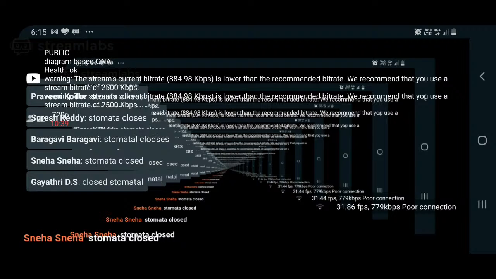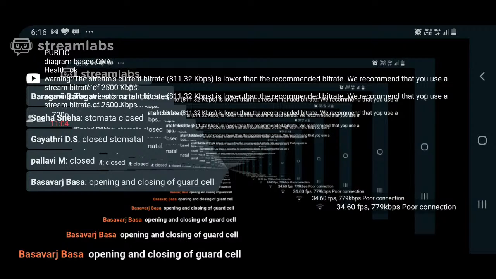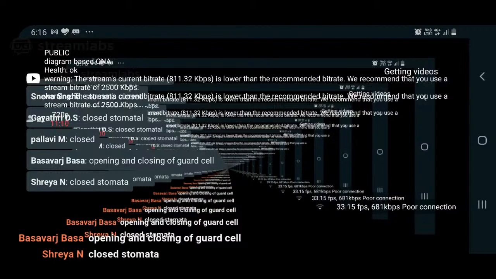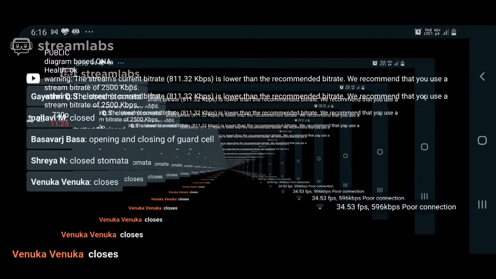Yes, stomata get closed. Correct answer. Good, everybody answered correctly. Now what are the functions of stomata? Put it in simple words. What is that? Opening and closing of stomata, Arpita? When it shrinks, it closes, right? Now, what is the function of stomata?